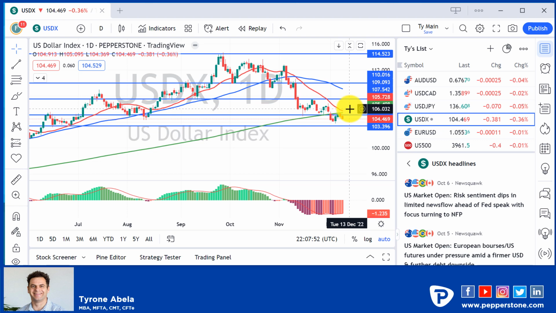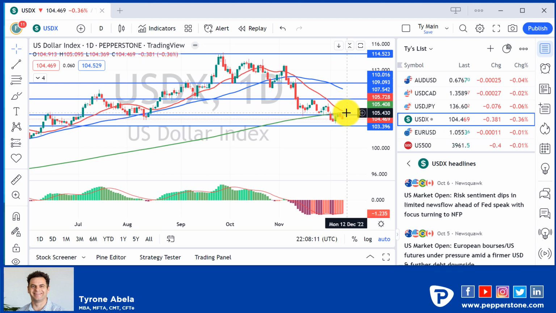But if it does do that, you've got to be mindful that a very, very strong resistance has been broken, and that bodes very well for a move back up to the 107. So this is why I'm really conscious of the fact that the short is more likely, because there's less in front of it.